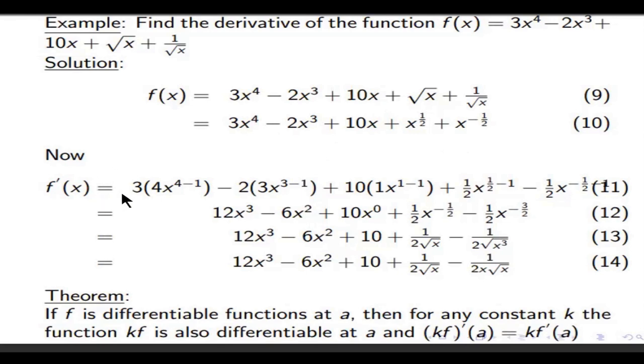Now f prime at x is equals to, using our previous formula, 3 times 4 times x to the power of 4 minus 1, minus 2 times 3 times x to the power of 3 minus 1, plus 10 times 1 times x to the power of 1 minus 1, plus 1 over 2 times x to the power of 1 over 2 minus 1, minus 1 over 2 times x to the power of minus 1 over 2 minus 1.